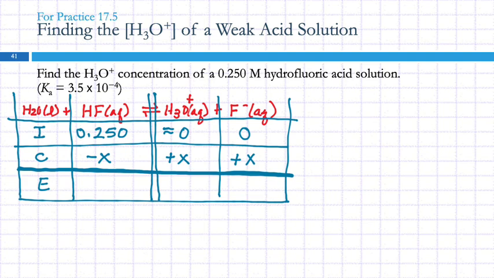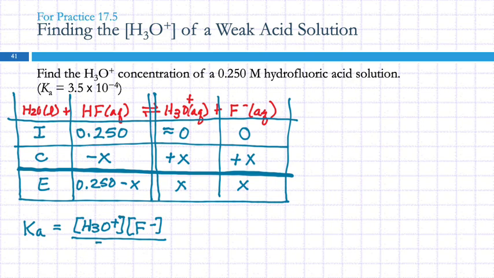Then we're going to add our rows together. 0.250 minus X, 0 plus X, and 0 plus X. So the equilibrium constant here is called Ka, and it's going to be the hydronium ion concentration times the fluoride ion concentration divided by the hydrofluoric acid concentration.